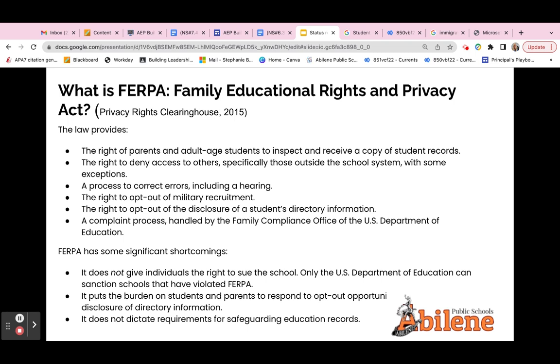FERPA does have some significant shortcomings. It does not give individuals the right to sue the school. Only the U.S. Department of Education can sanction schools that have violated FERPA. It puts burden on students and parents to respond to an opt-out opportunity to disclose directory information, and it does not dictate requirements for safeguarding education records.